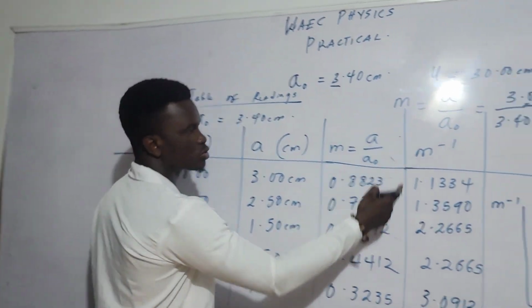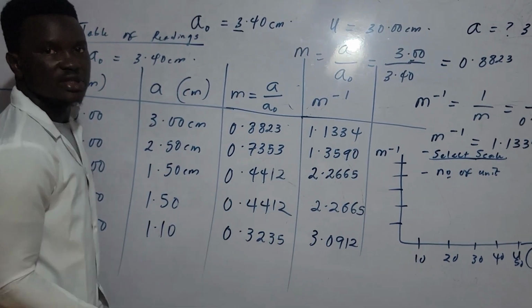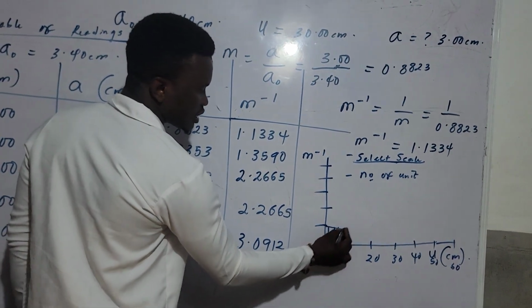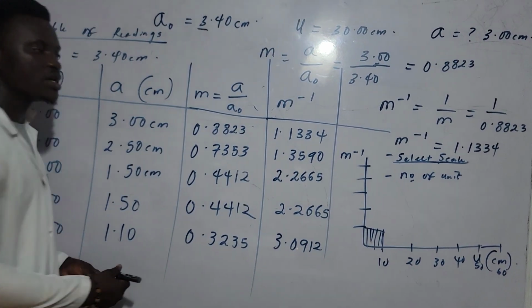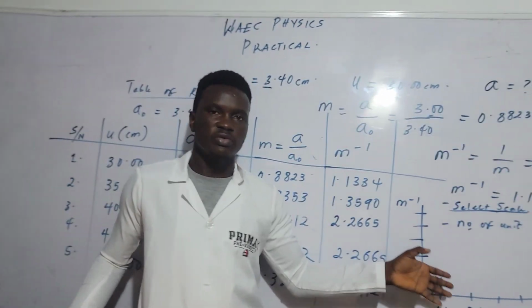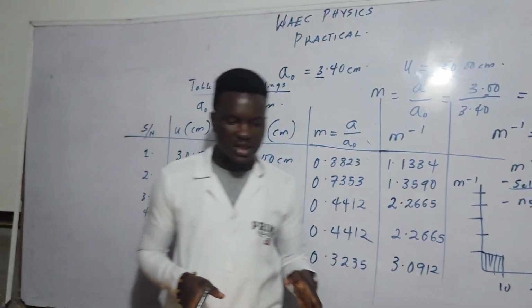Then for this one too, you take the highest value, and you start plotting against it. Remember each box is going to represent 10 units. I'm not trying to teach you the graph again, just use the table based on what I taught in the previous video. Go and try to sketch your graph yourself. So that's the first experiment.